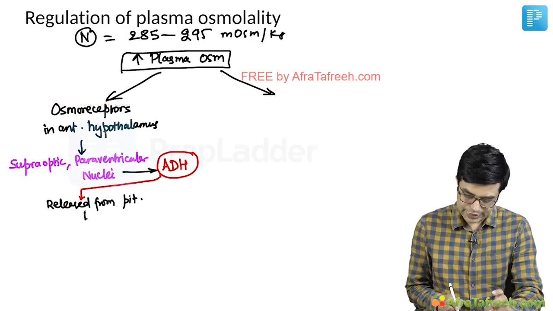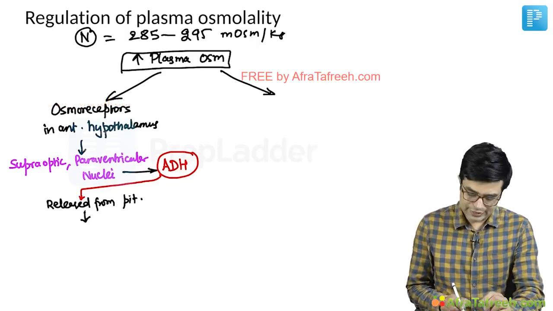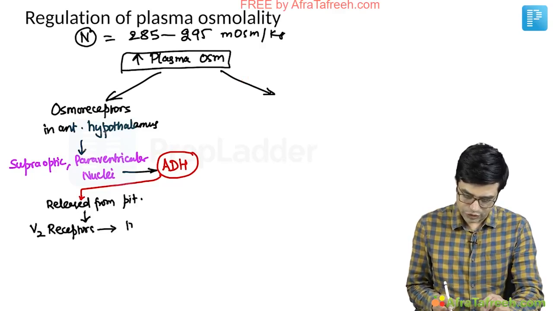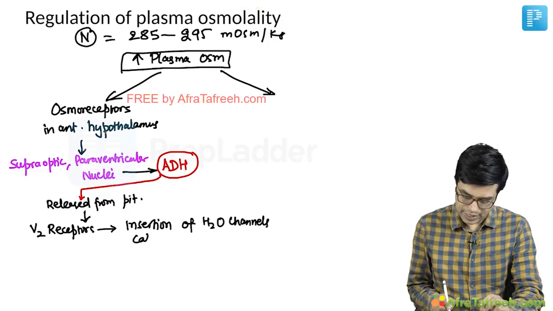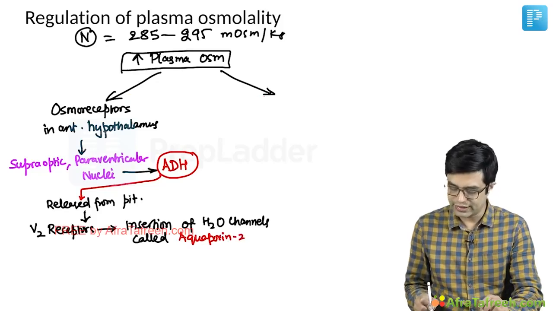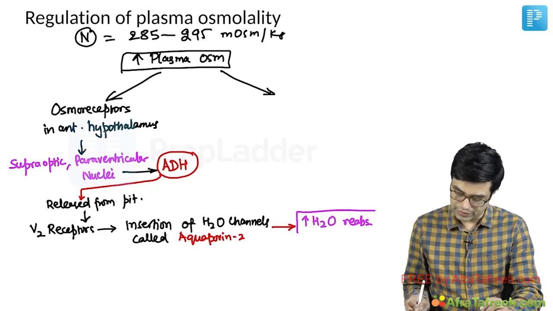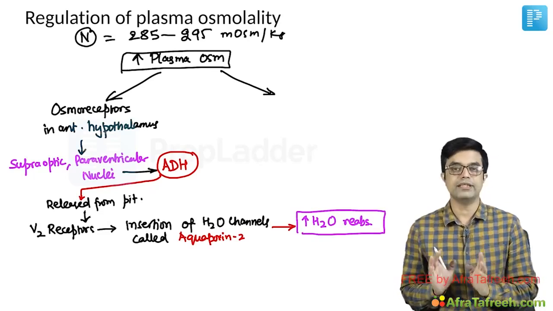This ADH will reach the renal tubules, and in the renal collecting duct, it will act on V2 receptors and cause insertion of water channels called aquaporin 2. Due to the insertion of these aquaporin 2 channels into the collecting duct, there will be increased free water reabsorption, which will balance out the plasma osmolality in the patient.